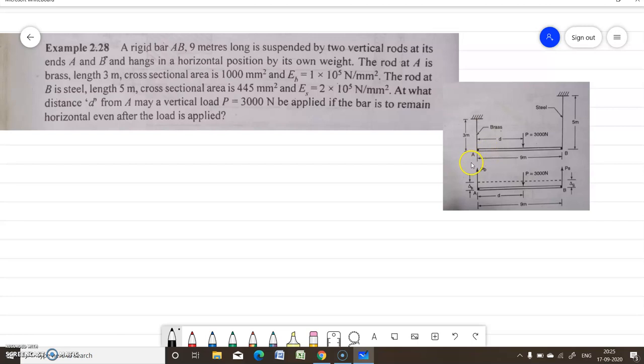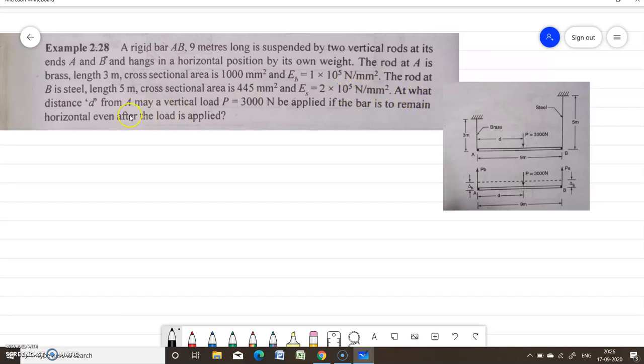The rod at A is brass, length 3 meter, cross-sectional area 1000 millimeters square, and Young's modulus of elasticity of brass is 1 into 10 raised to 5 Newton per millimeter square. The rod at B is steel, length is 5 meter, cross-sectional area is 445 millimeters square, and Young's modulus of elasticity is 2 into 10 raised to 5 Newton per millimeter square.